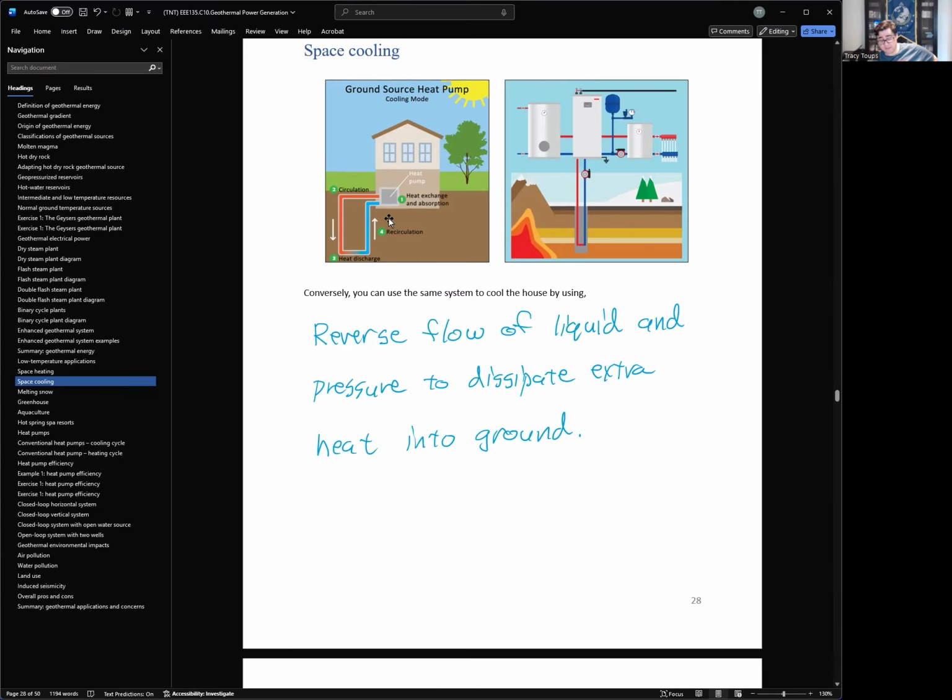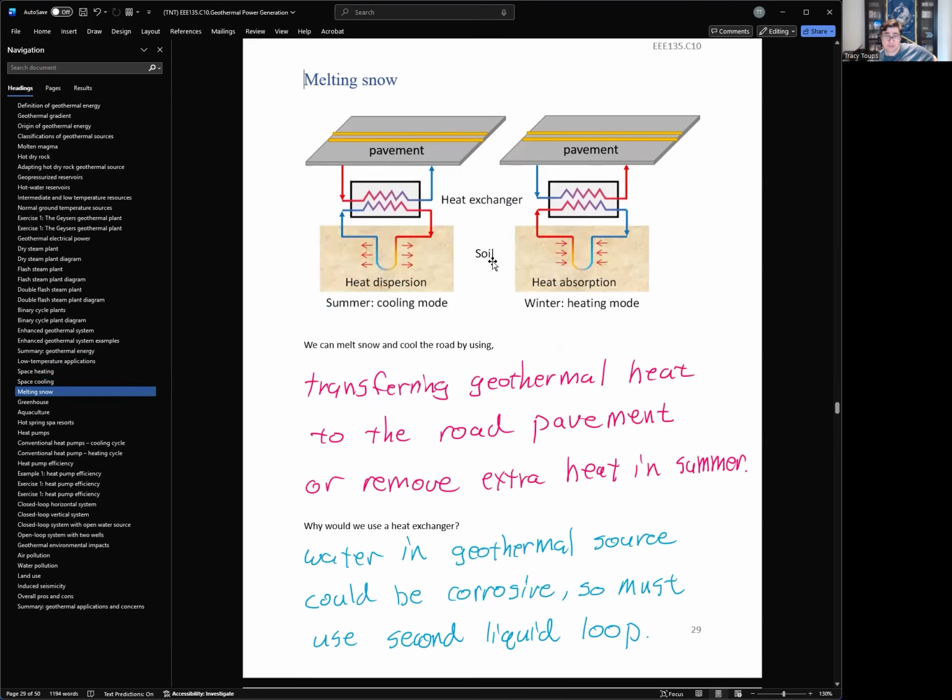I personally think the heat pump is amazing. If I ever buy a house, I definitely want to see the heat pump with it. It's very efficient, and it does wonders.